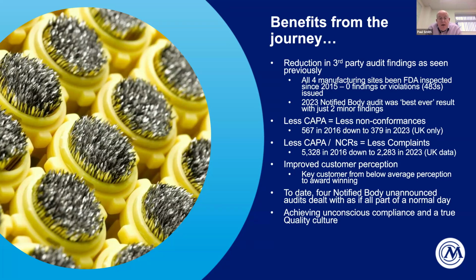As you get more CAPA, less non-conformance reports, that means the number of complaints you get from the market gets reduced. So we've halved what we had back in 2016, purely because we're picking up the issues, we're picking up the products that need to have fixes in place, etc. And that's been dramatically improved. As I said before, improved customer perception from a very annoying supplier to one that a key customer is happy to give us an award just for the level that we deliver them.